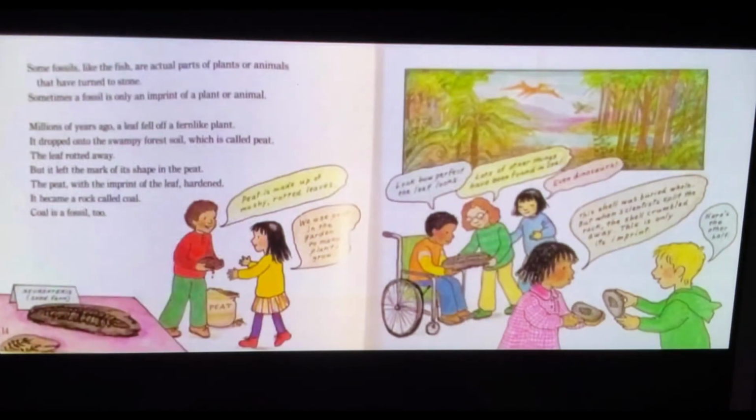Some fossils, like the fish, are actual parts of plants or animals that have turned to stone. Sometimes a fossil is only an imprint of a plant or animal. Millions of years ago, a leaf fell off a fern-like plant. It dropped into a swampy forest soil, which is called peat. The leaf rotted away, but it left the mark of its shape in the peat. The peat, with the imprint of the leaf, hardened. It became a rock called coal. Coal is a fossil too.